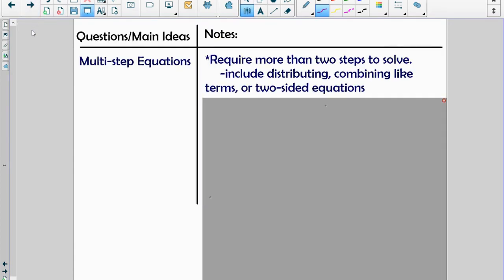Now it does get a little bit more complicated than that. There are also equations called multi-step equations. Multi-step equations are equations that contain more than 2 steps to solve. It might include distributing, it might include combining like terms, or it could be considered two-sided equations, because as we saw, it took 3 steps to solve.